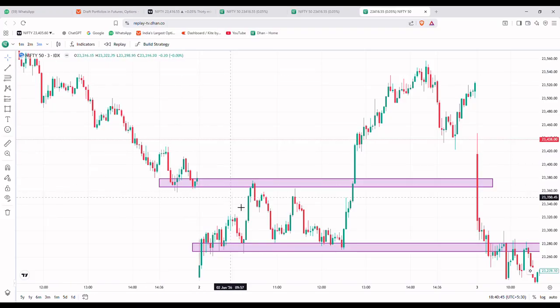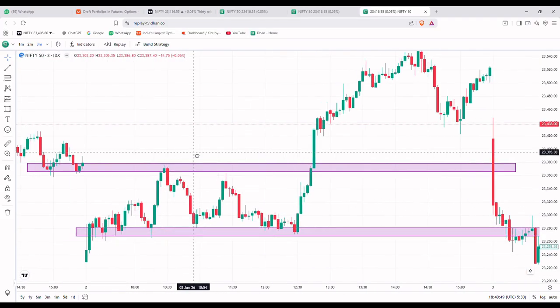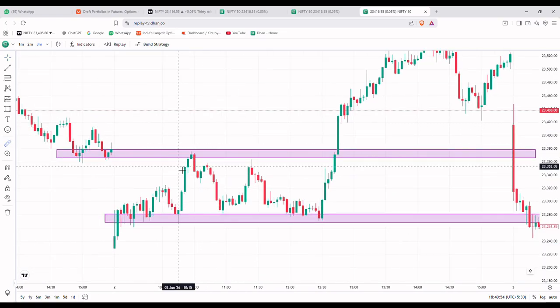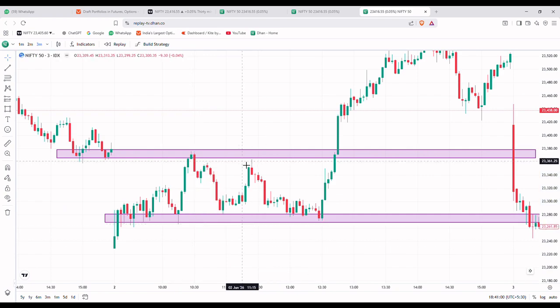The price is falling. Okay, so I wouldn't take a call trade. I would wait for a rejection. So I would take a trade here. Look at this, almost 100 points, guys. See, again it came to the zone. Near the zone it actually reversed.